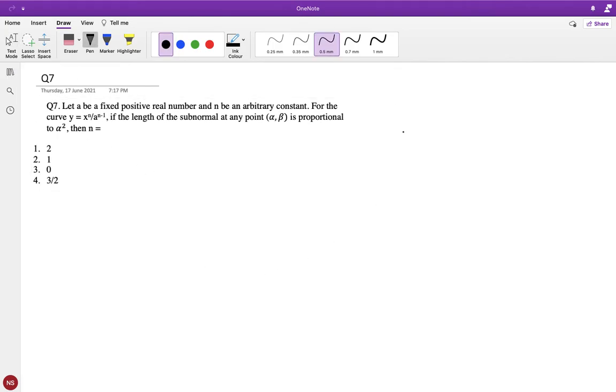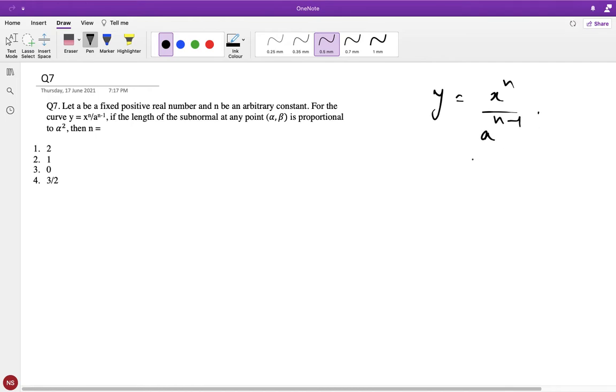Let a be a fixed positive real number, and n be an arbitrary constant. For the curve y = x^n / a^(n-1), if the length of the subnormal at any point (alpha, beta) is proportional to alpha square, then n is what?